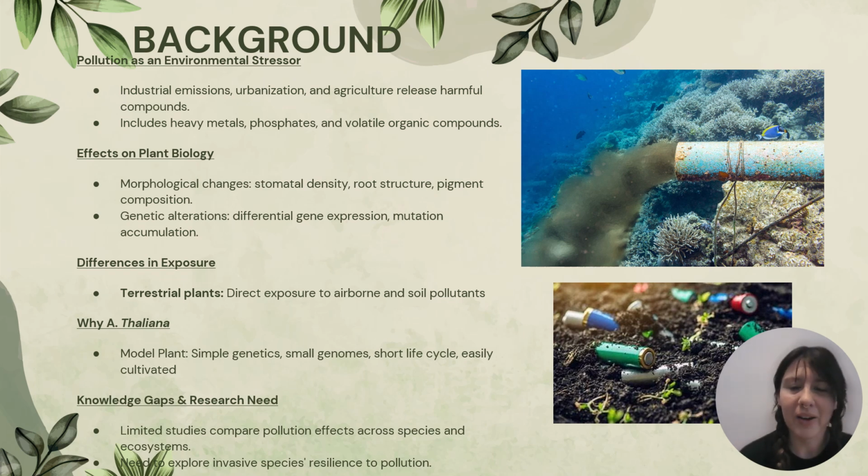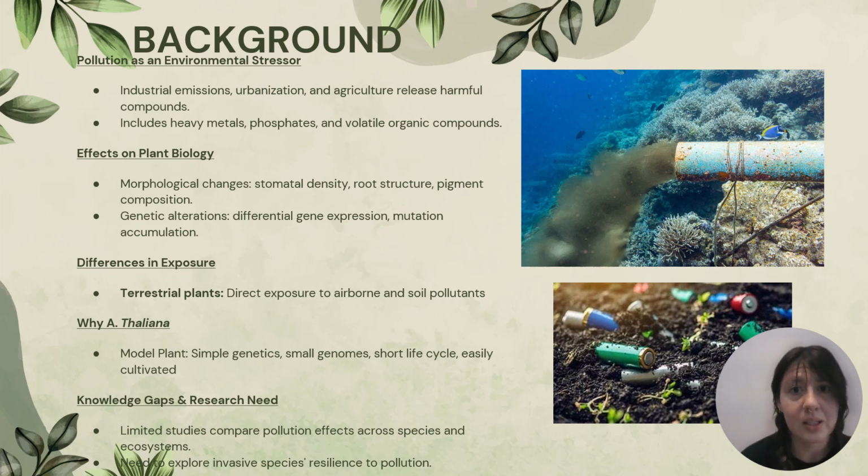Now jumping into some background information. Pollution is a powerful environmental stressor. Industrial emissions, urbanization, and agriculture all release harmful compounds like heavy metals, phosphates, and volatile organic compounds into the ecosystems. Terrestrial plants like the Arabidopsis thaliana are exposed to these pollutants through both the air and the soil. It is this kind of exposure that can cause major changes in plant biology. Physically, it can alter things like stomatal density, root structure, and pigment composition. And on a deeper level, it can also trigger genetic responses such as shifts in gene expression or even accumulated mutations.